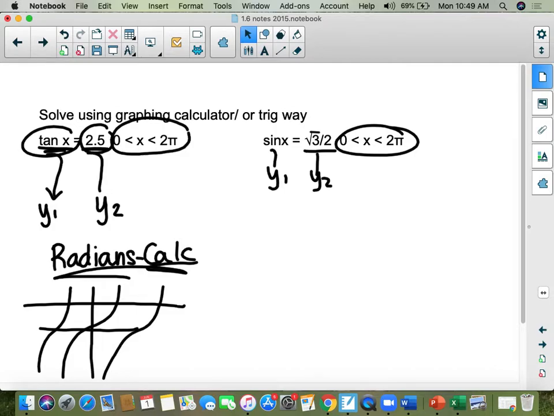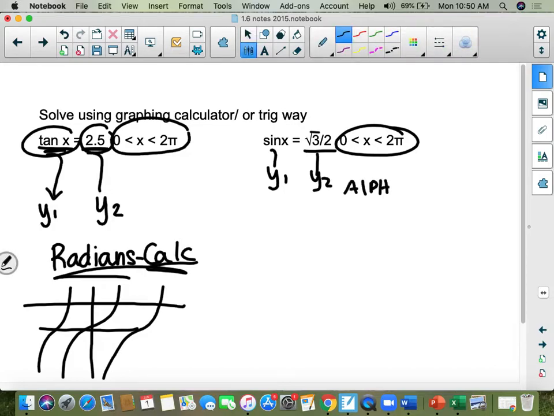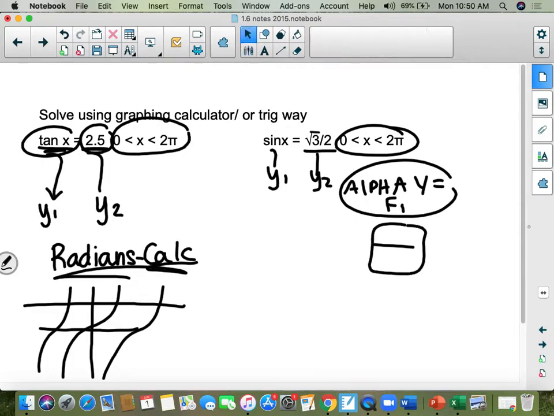Under y1, I'm going to put the sine of x. Under y2, I'm going to put the square root of 3 over 2. So I'm going to go under alpha f1 to find my division and do the square root of 3 over 2. Alpha y equals, which is alpha f1, will help you find your division thing. It's used a lot in this class again.